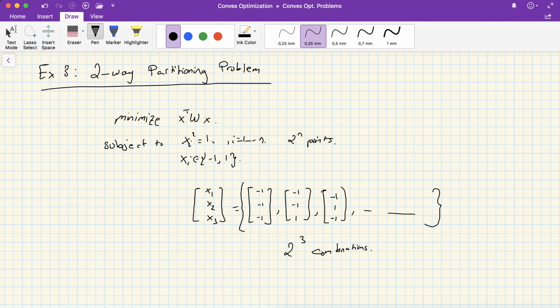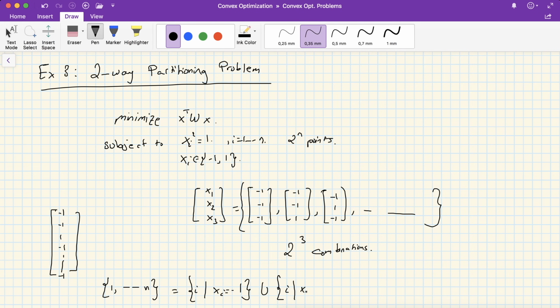The complexity of the problem is exponential, as you can see, and this is why this is called a two-way partitioning problem, because the solution is in fact just going to turn out to be (-1, -1, 1, -1). It's just choices of -1 and 1. So you're basically partitioning the set of indices 1 to n into two sets. One set where the indices correspond to xi being -1, and the other set of indices is when xi is +1. So this is the two-way partition.